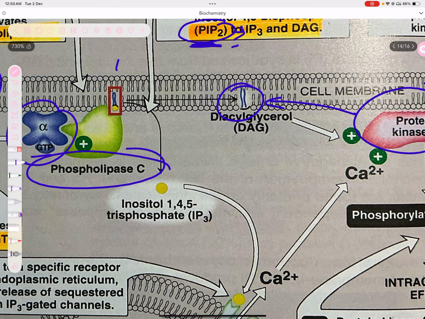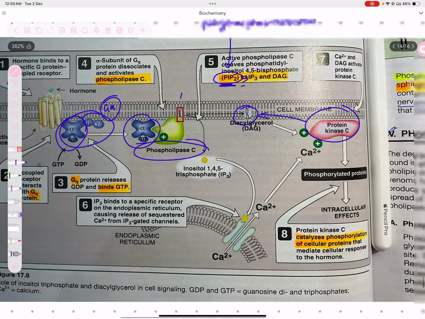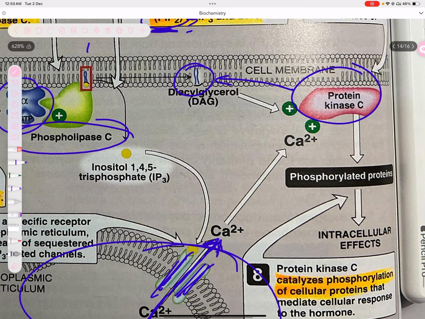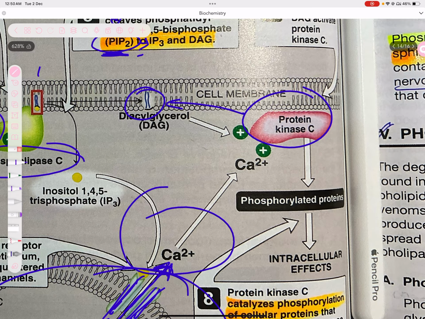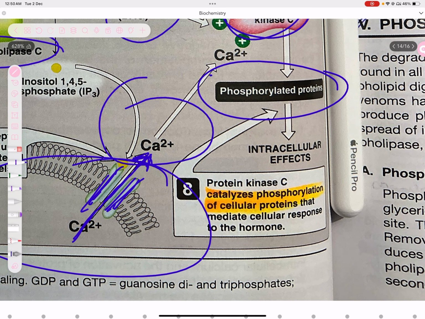Meanwhile, what does IP3 do? Inositol 1,4,5-triphosphate, and this is phosphatidylinositol 4,5-bisphosphate. So what does IP3 do? It goes to the smooth endoplasmic reticulum, and there it opens these IP3-gated channels. Once these channels open, there's a calcium efflux and it moves out into the cytosol. Once there is enough calcium in the cytosol, calcium and DAG stimulate protein kinase C. And protein kinase C phosphorylates proteins. And when the proteins are phosphorylated, that mediates the cellular response to the hormone.